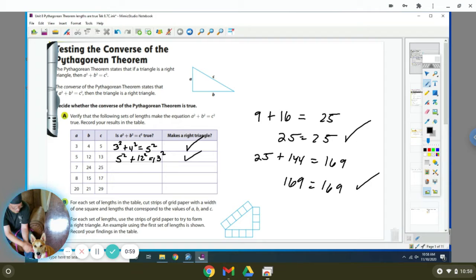Now we're going to do 7 squared plus 24 squared equals 25 squared. So 7 squared, and I'm just going to do this on the calculator, is 49, plus 24 squared equals altogether 625. And 25 squared is 625. So this is a right triangle. So that's what we're doing today. We're going to move on to our next couple examples.